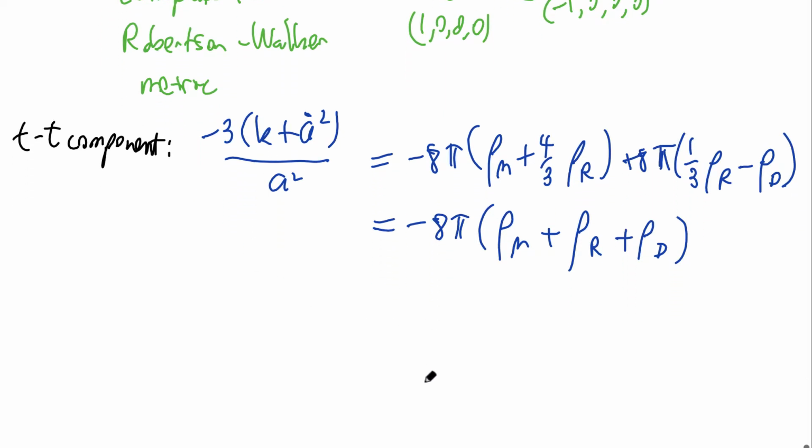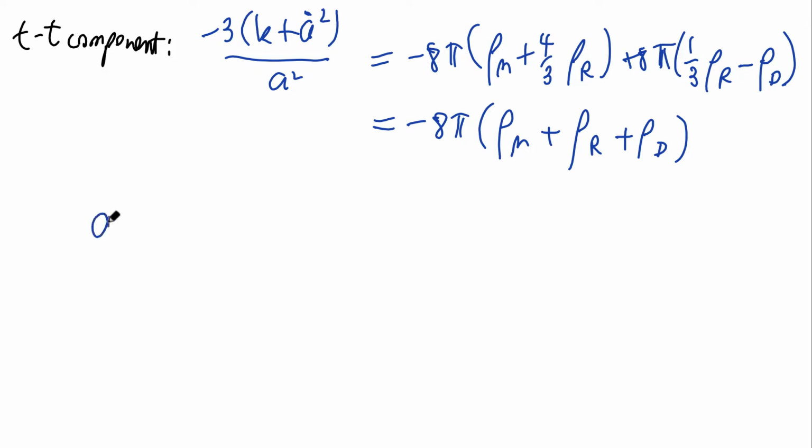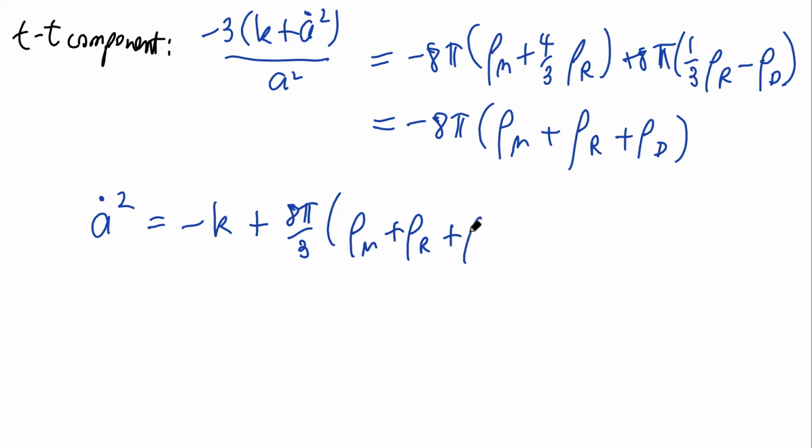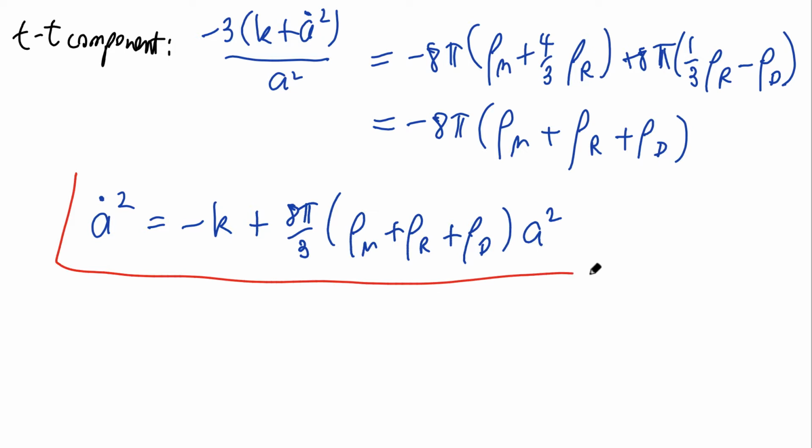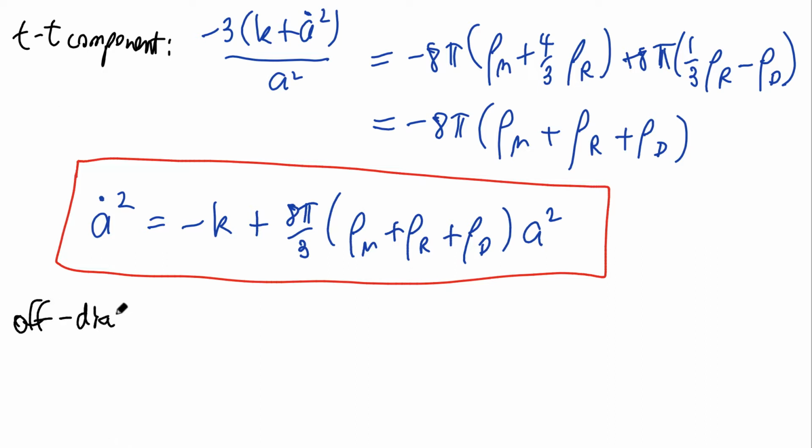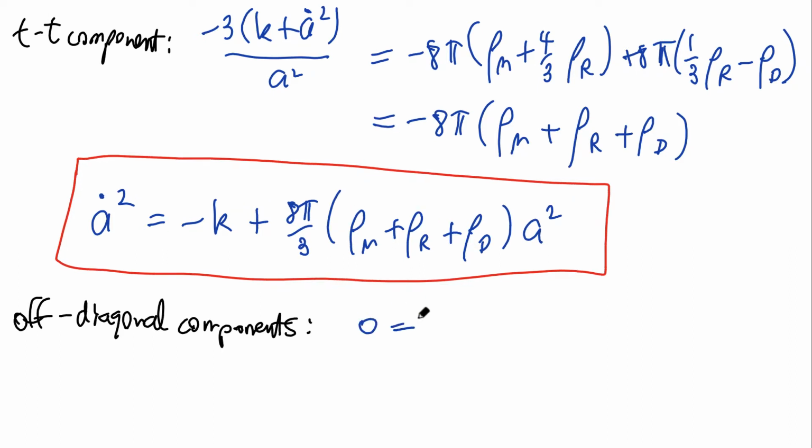And now if we solve this equation for a dot, we find a dot squared equals minus k plus 8 pi over 3 times rho m plus rho r plus rho d times a squared. So this is the result of the TT component of the Einstein equation. What about the other components? Well, the off-diagonal components just give 0 equals 0.